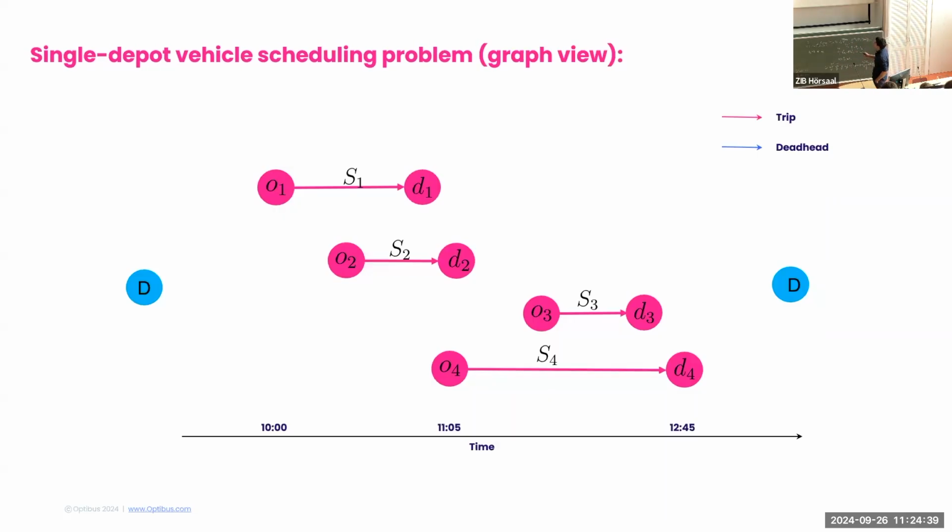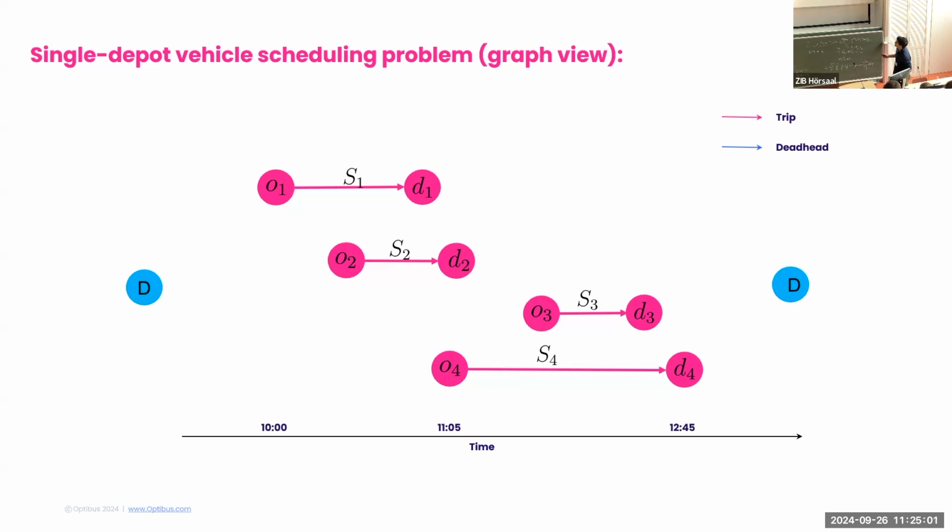So here we have the 4 examples that we saw before. So we start at 10 and we finish at 12:45. And we have these 4 trips here. This is the first, the second, the third, and fourth, right? So this one starts at 10 and finishes around 11. Then we have another one that starts at, I think it was 10:30, 11:05, and so on. So these are the 4 trips I have to cover. And this is the timeline.